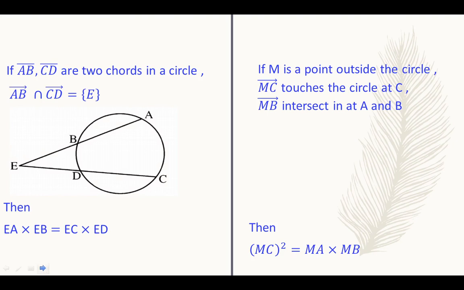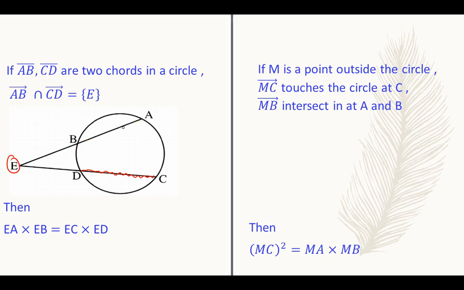Here is another one. If AB and CD are two chords in a circle where ray AB intersects ray CD at the point E, then EA times EB equals EC times ED. Okay? Here you can see the chord AB and the chord CD; they intersect outside the circle. In the first case, the two chords intersect at the point E inside the circle. But in this case, the two chords AB and CD intersect at the point E, which lies outside the circle.